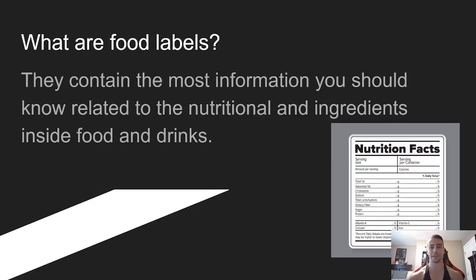So food labels, you've probably seen them. We've all probably looked at them and read them sometime in our life. They contain most of the information you should know related to nutrition and ingredients inside food and drinks. It's basically a fact list of what's in these food items or drinks, and what ingredients are in these items. I am going to talk a little bit about the difference between the nutrition facts and the ingredients a little later on in the presentation, because I think that's important to know in itself.